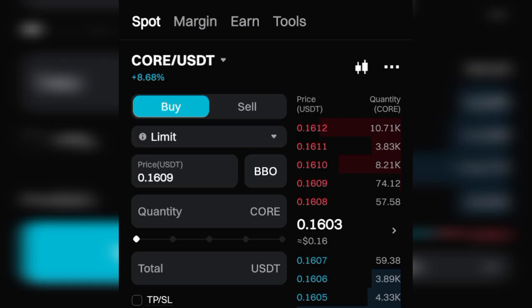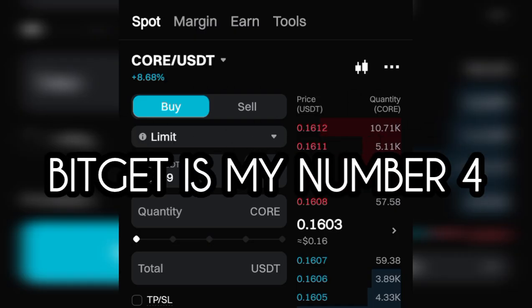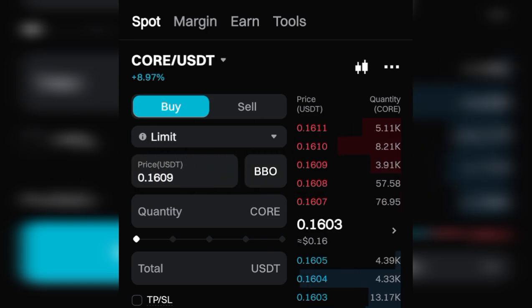So my number 4 pick is going to be BitGet. Now it took me a while to decide between BitGet and the other one, but I think I've settled on my number 4 as being BitGet. Not only do I like their color, which is really nice and popping, but it also has good pairs.